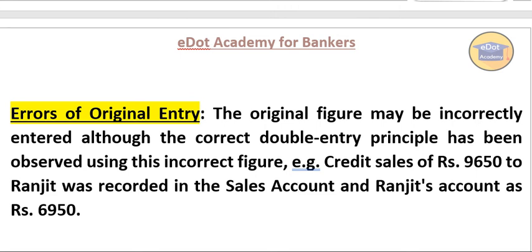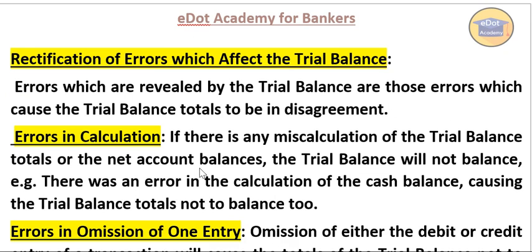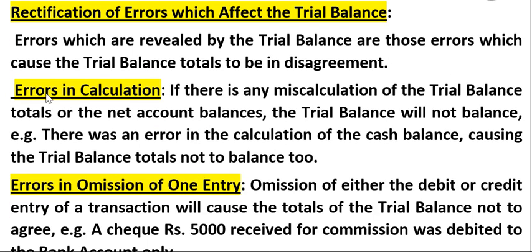Okay, now we'll see errors which affect the trial balance. Correct, like error in calculation. Number one is the error in calculation. So if there is any miscalculation of the trial balance total or net account balances, the trial balance will not balance. That is, what did you do, you made some calculation wrong in one account, that is, you made some mistake on the debit side or credit side, so it will show up in the trial balance totaling. Because there was an error in calculation of cash balance, causing the trial balance total not to match, or it will not balance. Means the debit side and credit side of the trial balance will not be equal because you made a mistake in cash balancing.